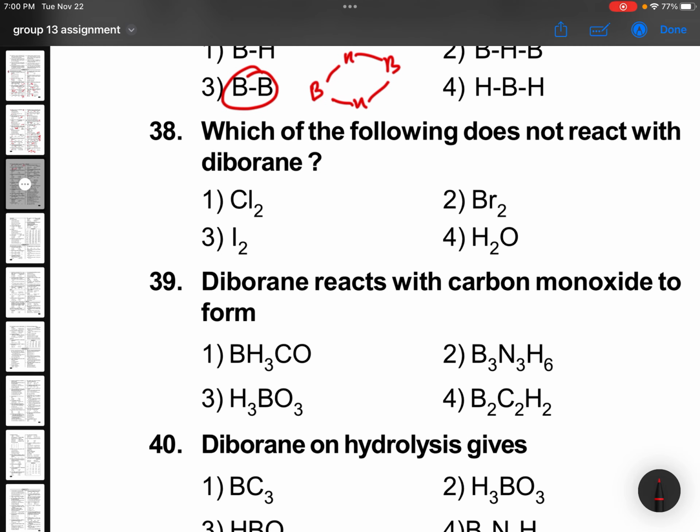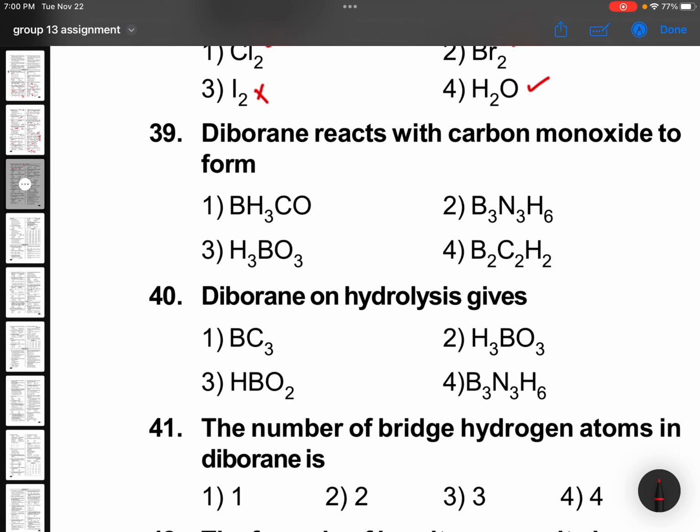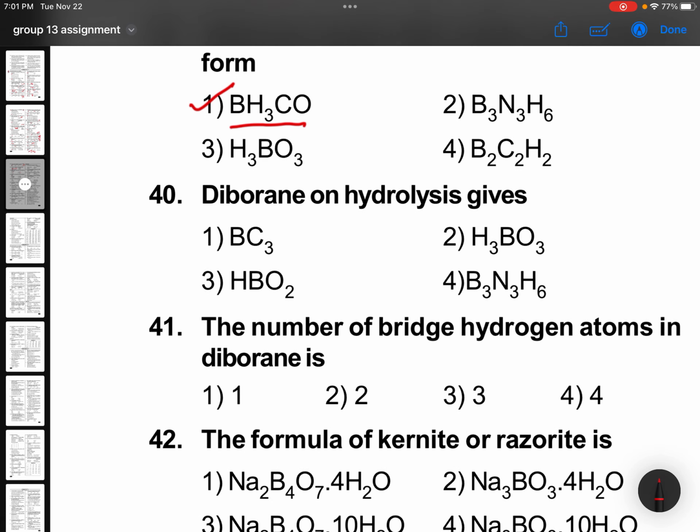Which of the following does not react with diborane? Diborane is very reactive because diborane is electron deficient actually. So diborane reacts with chlorine, reacts with bromine, reacts with water, but no reaction with iodine. Diborane reacts with carbon monoxide to form BH3CO or B2H6.2CO. Anything is fine, you can mention like this. It is an addition compound type. Diborane on hydrolysis gives definitely H3BO3, because diborane is B2H6. On adding water, it turns into boric acid.